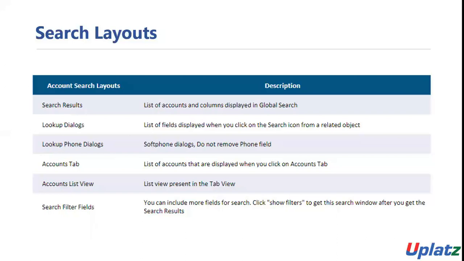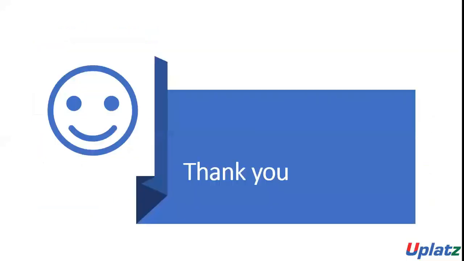Search layouts: list of accounts and columns displayed in global search. Lookup dialogs: list of fields displayed when you click on a search icon from a related object. Lookup phone dialogs: soft phone dialogs do not remove phone field. Accounts tab: list of accounts that are displayed when you click on Accounts tab. Accounts list view: list view present in the tab view. Search filter fields: you can include more fields for search. Click show filters to get this search window after you get the search results.